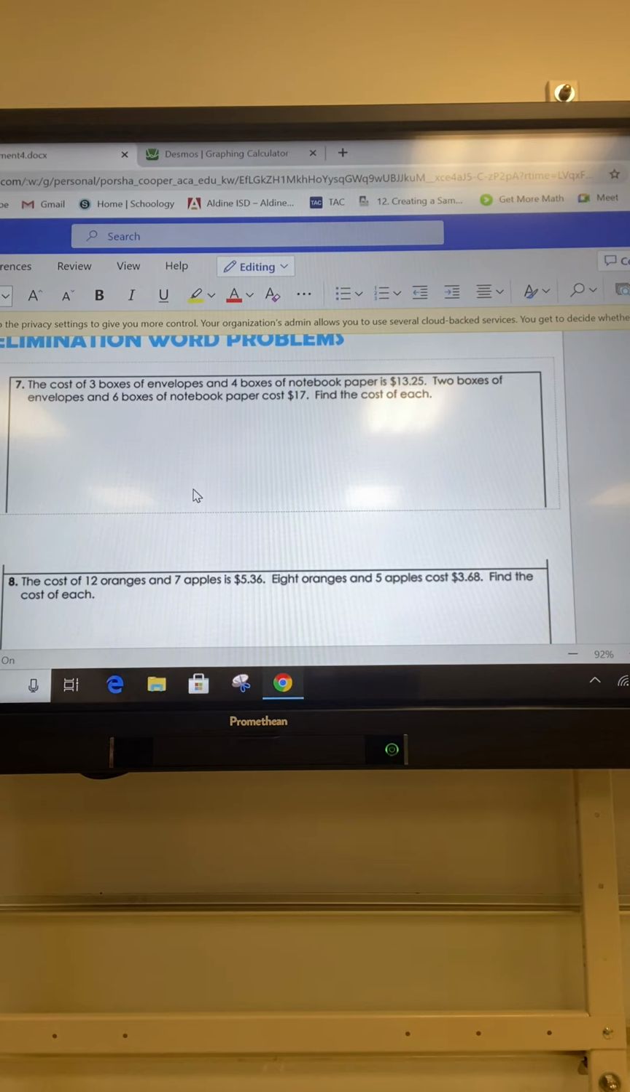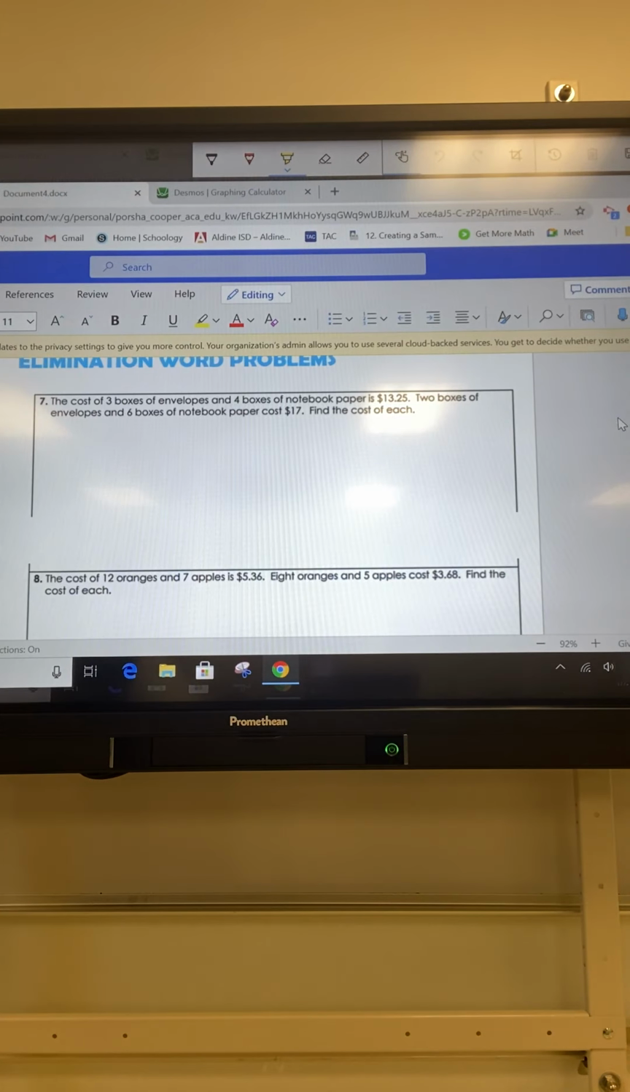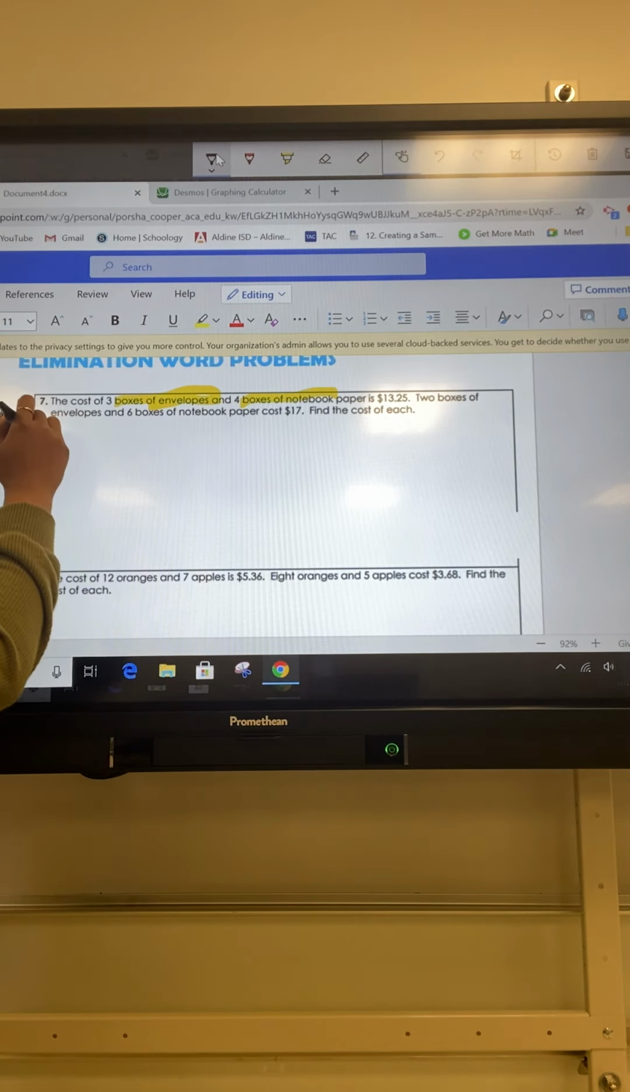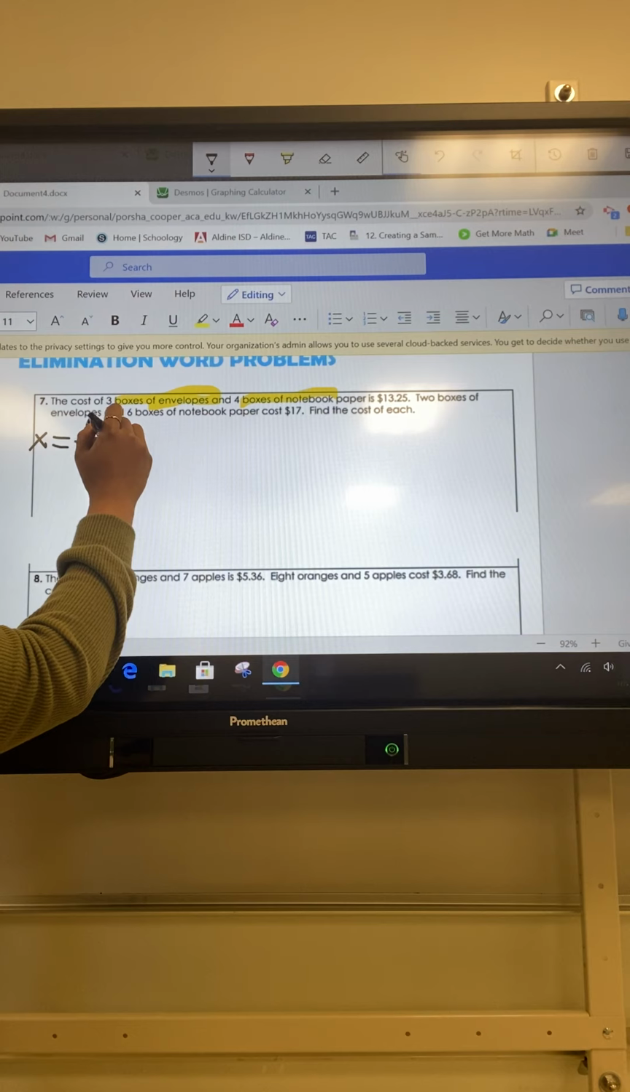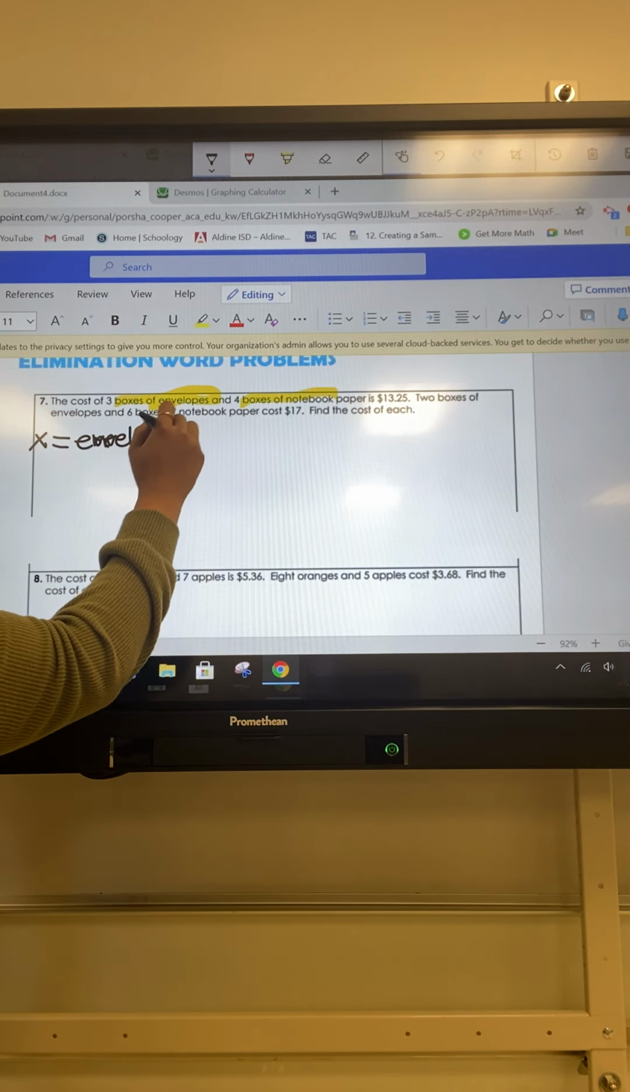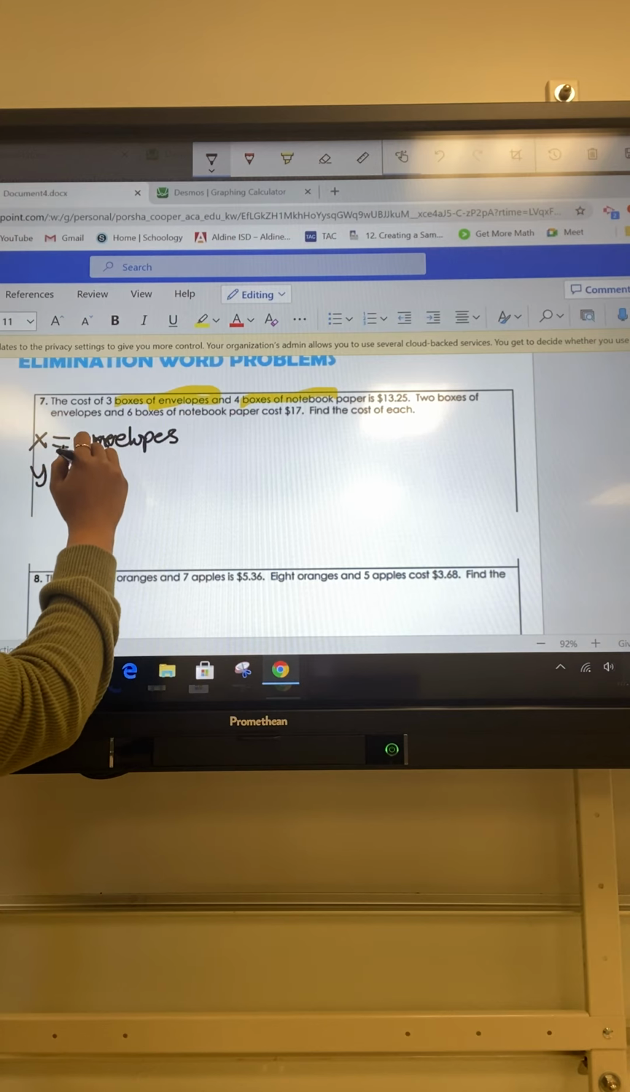All right, so if we look at this, we're trying to find the cost of each. So we need to figure out the each what. What are the two things that we are talking about in this problem? All right. So it looks like here we're talking about boxes of envelopes and boxes of notebooks. So those are going to be our two variables. So that's the first thing that we need to do, is identify our x and y. So we're going to say let x equal the envelopes and then we're going to let y equal the notebooks.